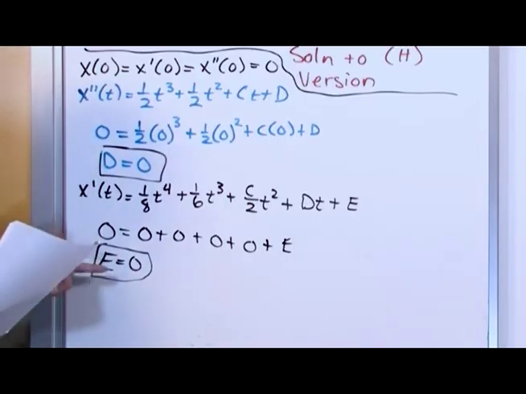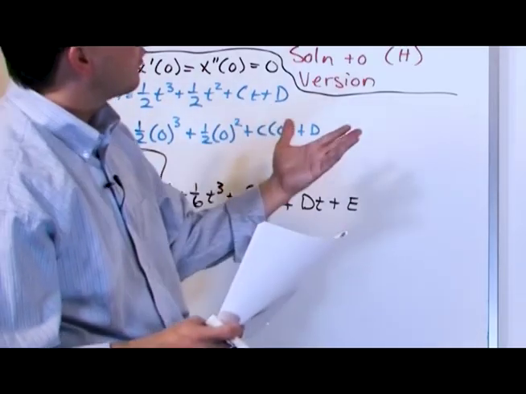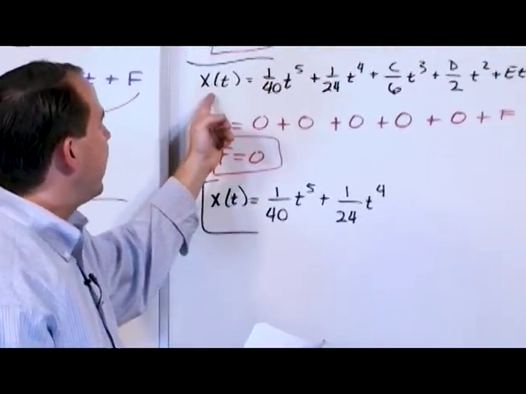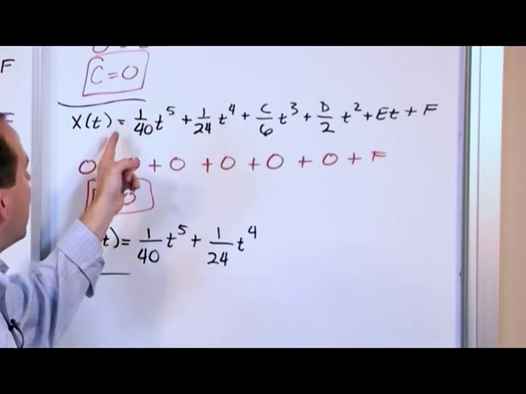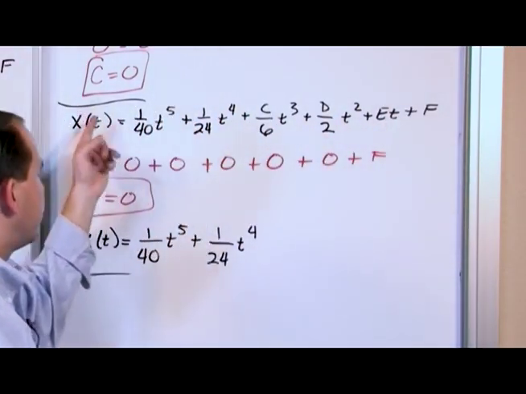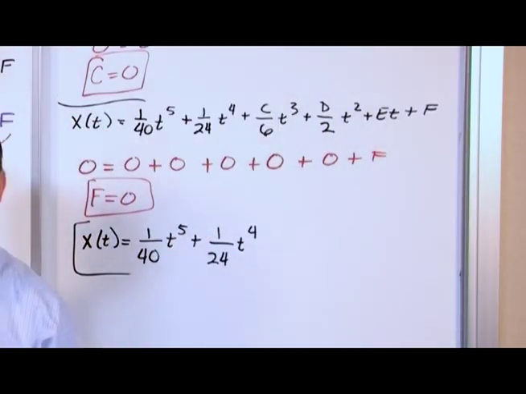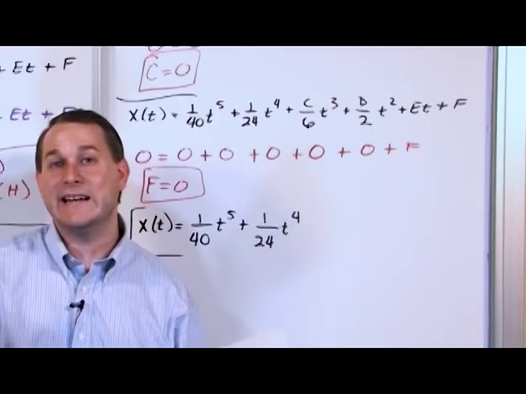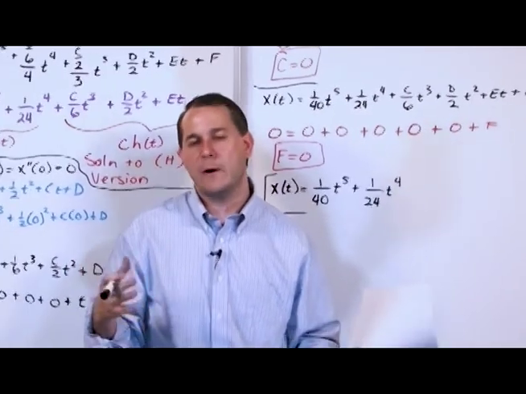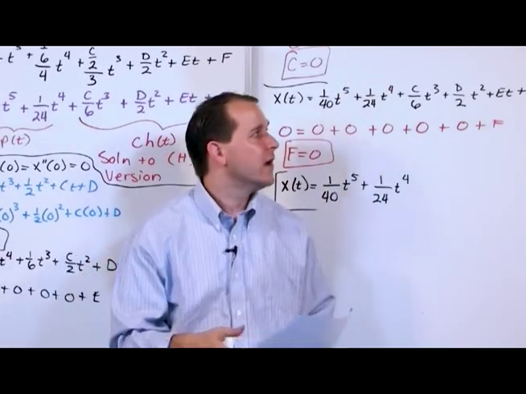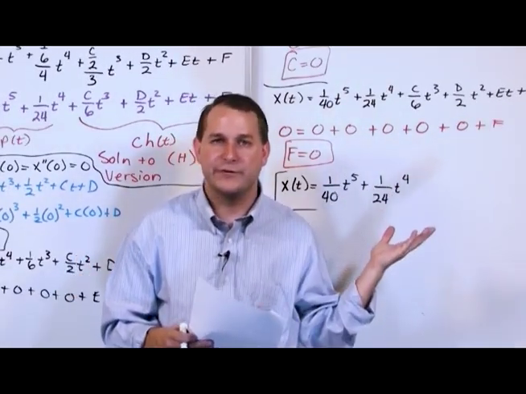Same process finds that e is equal to 0, and the same process when we look at the original x of t, setting that equal to 0, all of these terms, for one reason or another, basically drop out to 0, so f is equal to 0. So using the initial conditions, we found c, d, e, and f, all four of our constants are equal to 0. That only happens because of the extremely simple initial conditions for this problem.